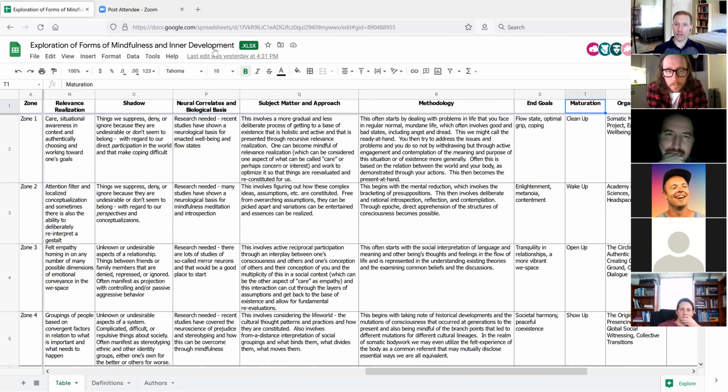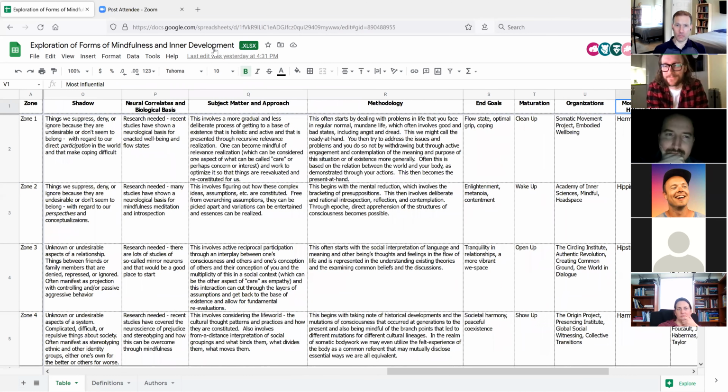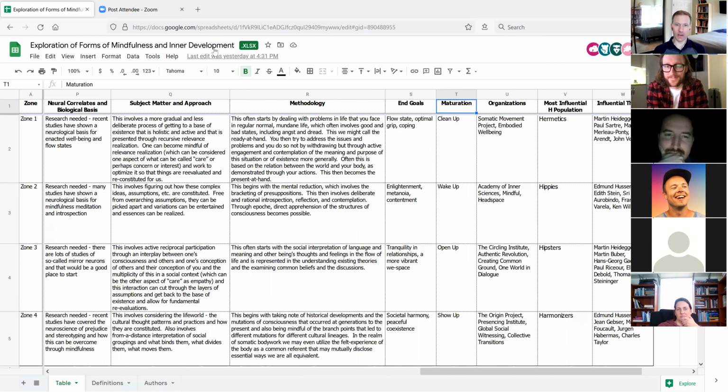And I guess that is the end of the presentation here. Well, except for end goals, I want to talk about this. We're looking at trying to develop flow state, optimal grip, coping, enlightenment, contentment, tranquility, and societal harmony. So these seem to correlate in that way.